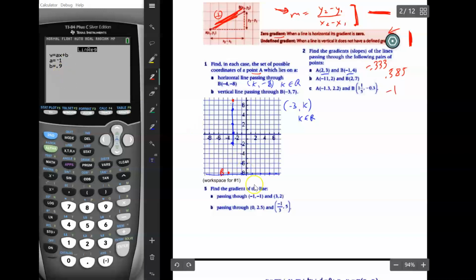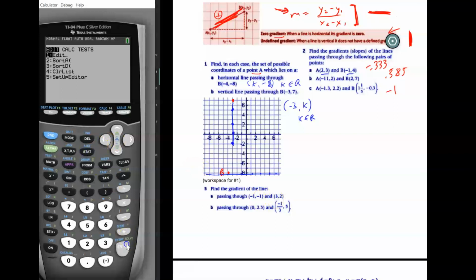Okay, and let's go down to number 5. Find the gradient of the line passing through these 2 points and passing through these 2 points. Okay, so let's do this one first. The gradient of the line passing through -1, -1, and 3, 2. Stat, edit. And after I do these, I'll do one of these the hard way, just so that you have that experience.